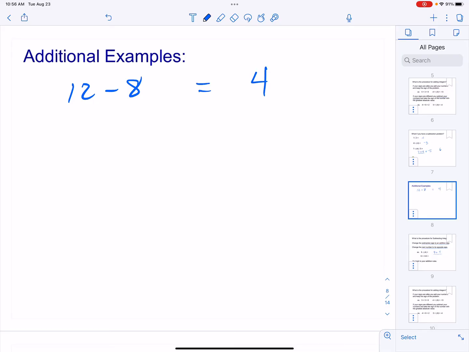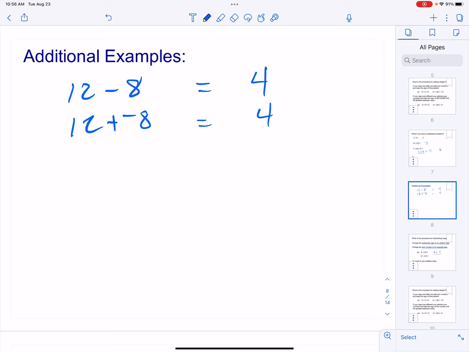Now, could we do our rule? Keep the first number the same, leave it alone, go to that subtraction sign, change that subtraction to addition, and the next number to its opposite. So that 8 becomes a negative. And then we go back to our addition rules. Signs are different, so that means I subtract my numbers, and I still get 12 minus 8 is 4.